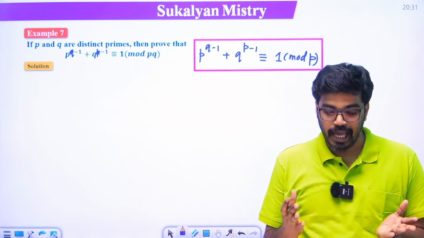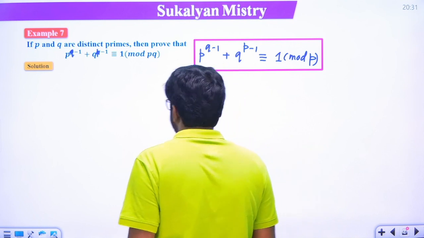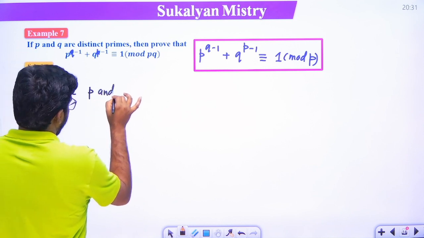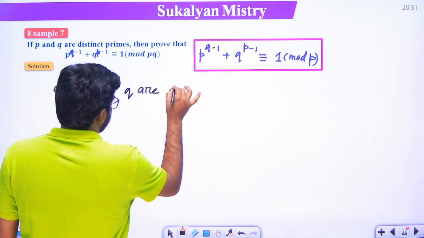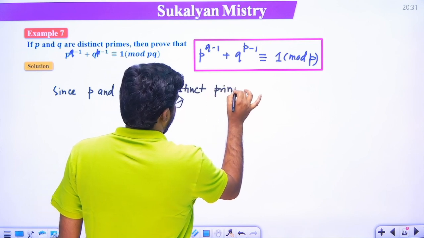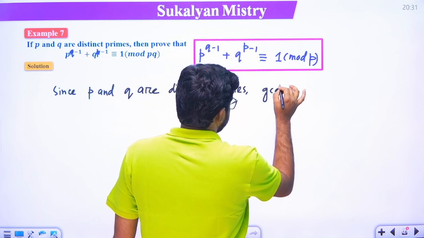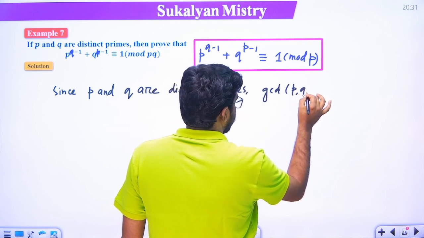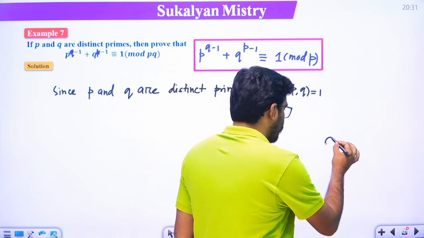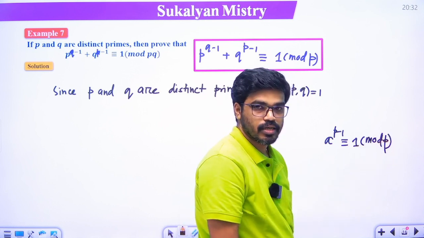So answer: since p and q are distinct primes, gcd of p and q is 1. Now apply Fermat's theorem. Fermat's theorem states that a to the power p minus 1 is congruent to 1 modulo p, p is prime.